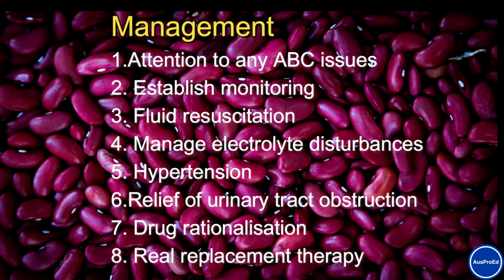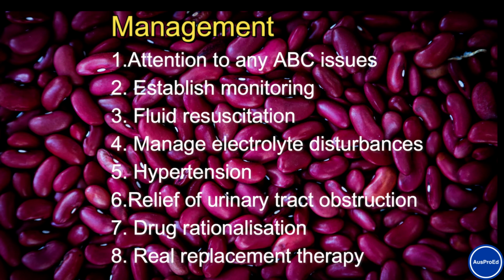The other thing to look out for in management is hypertension. An elevated blood pressure of more than 180 over 120 in the presence of acute kidney impairment is a hypertensive urgency. So treatment options include a GTN patch or nifedipine. Managing the blood pressure becomes very, very important.